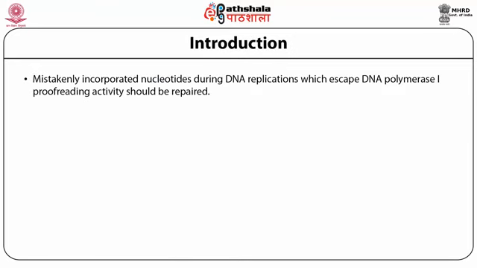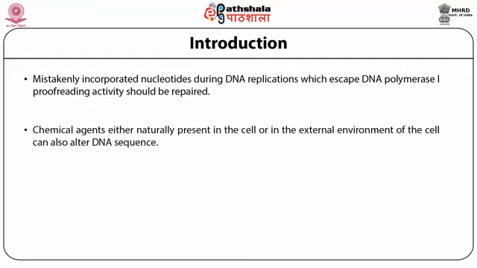The proofreading function of DNA polymerases is essential for the fidelity of DNA replication and thus for the inheritance of correct genetic information to the descendants during cell division. Yet errors in DNA polymerization have been seen occasionally and may alter the nucleotide sequences of genes if not corrected. Chemical agents, either naturally present in the cell or in the external environment of the cell, can also alter DNA sequence.